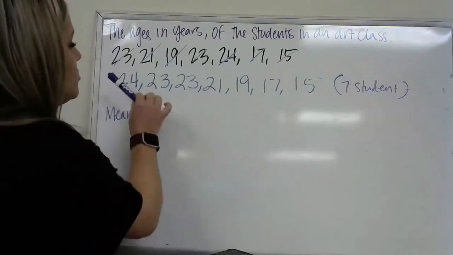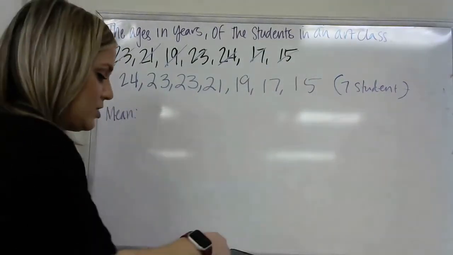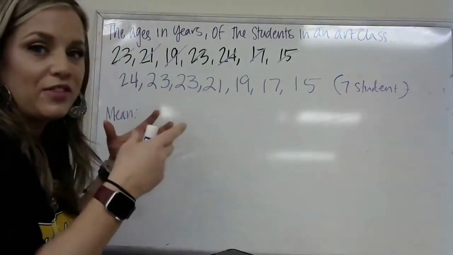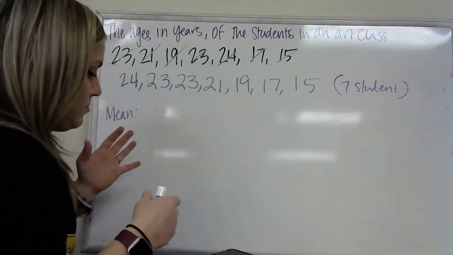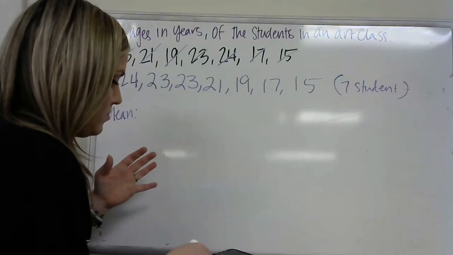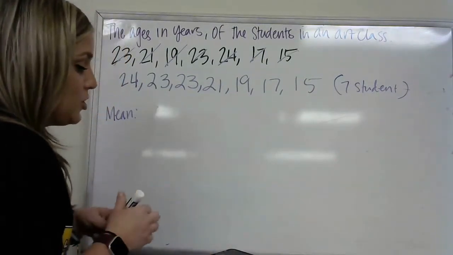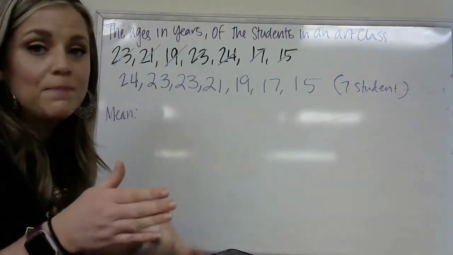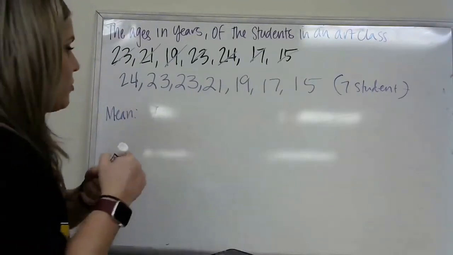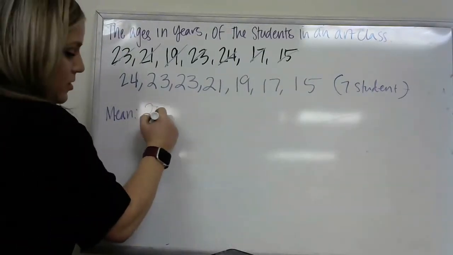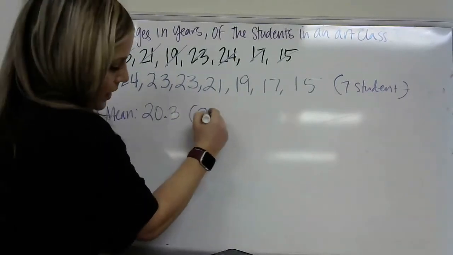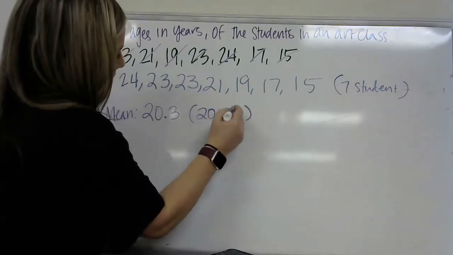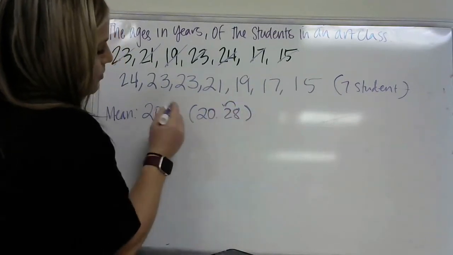So now what we got to do is we got to divide it by the 7 students that we have to see what's about the average age. And our average age is 20.2857143, which I would round to 20.3. So the mean is 20.3 because 20.28, if we're rounding to the nearest tenth, that's going to bump that up to a 3.